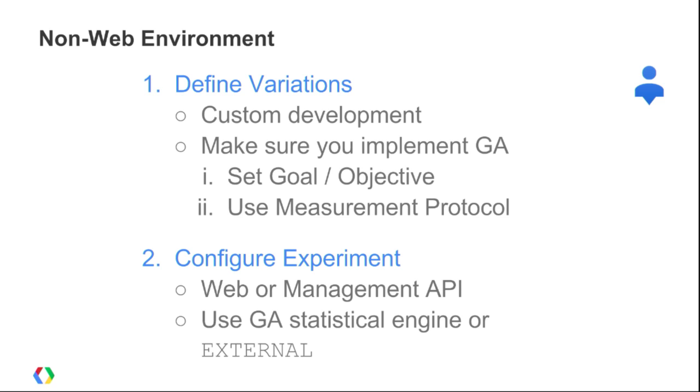So when you look at this, depending on what you're trying to do, non-web gives you all the different options you can use, whether you want to use this engine or not, whether you're using JavaScript or the measurement protocol. You have the flexibility here. Web might be easier for you, or the management API might make more sense. It depends on your setup.